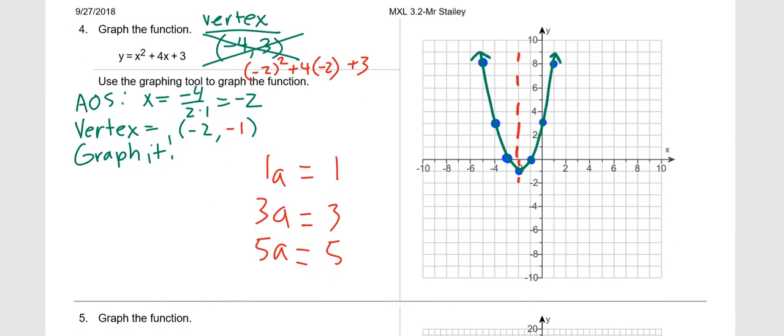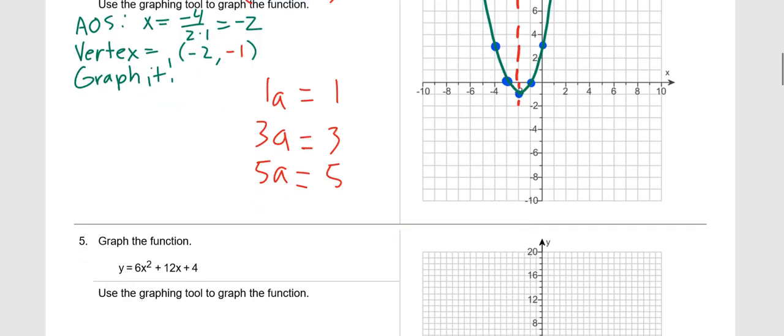Okay, so this question asked me to graph it. I did have to find the axis of symmetry, the vertex, and then I could go use my 1A, 3A, 5A method. Now, the next question, when we try to graph it and we do the 1A, 3A, 3A goes off the graph.